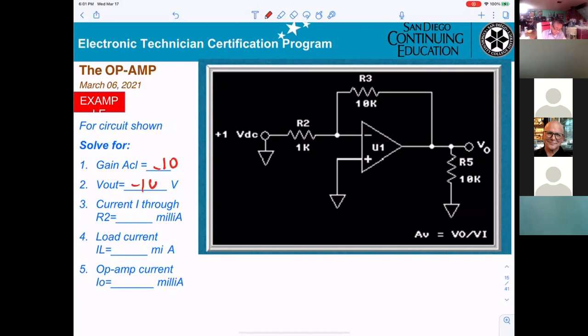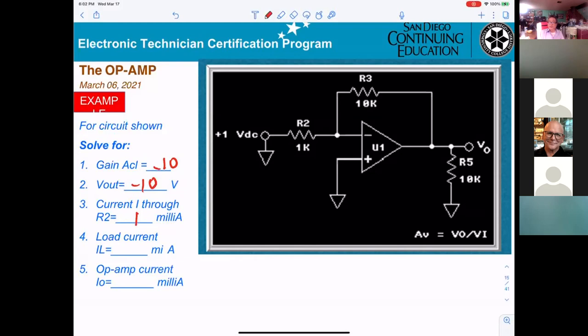Now, they are asking for the current I through the R2 resistor. One volt divided by 1K is 1 milliamp. What about the load current? That means you take the 10 volts divided by 10K. Minus 10 volts divided by 10K. Yeah, minus 10.